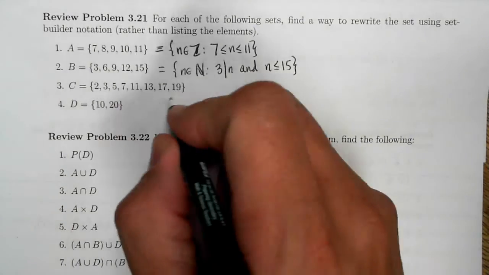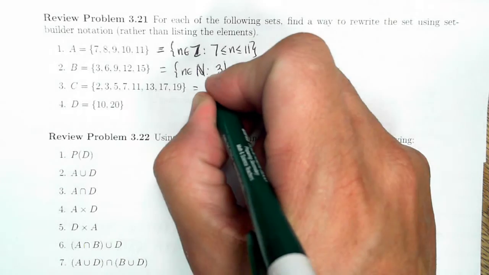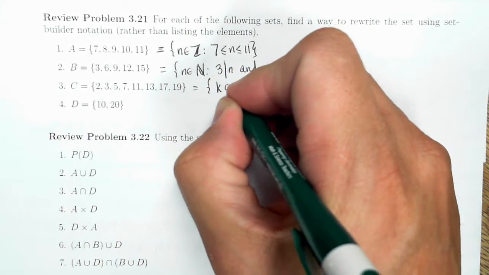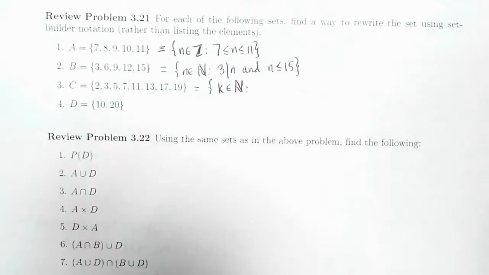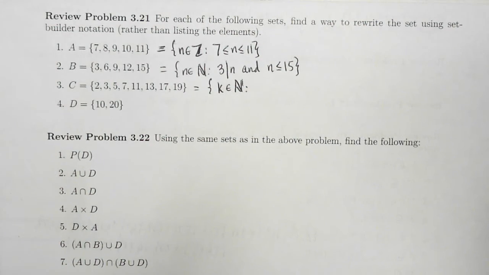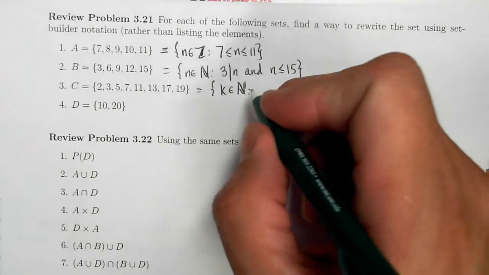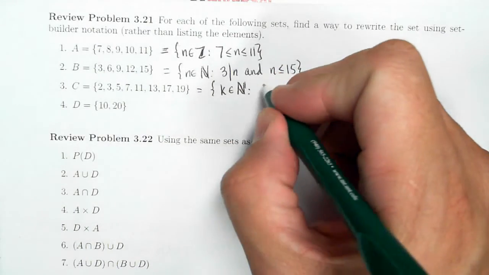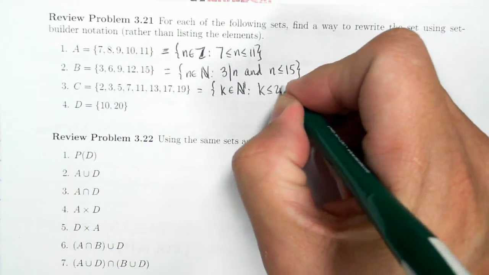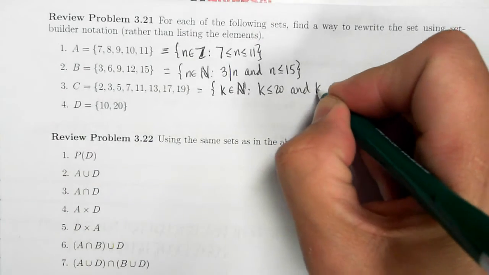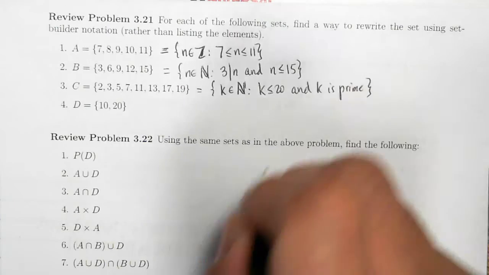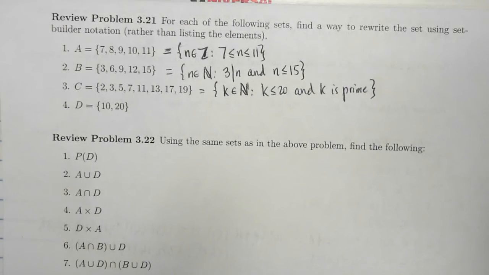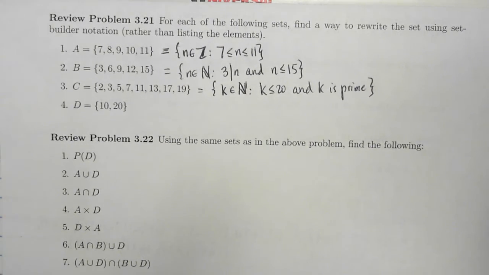Next, we have this set C here. So here we'll have natural numbers. Now I'm going to switch letters just for the sake of diversity. The dummy index doesn't matter. So we'll have positive integers k such that k is less than or equal to 20 and k is prime. So these are all of the numbers that are less than or equal to 20 which are prime.